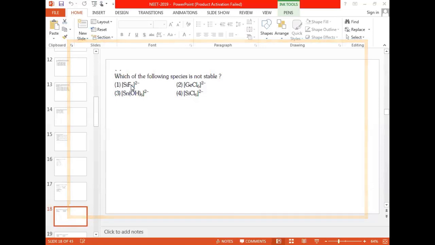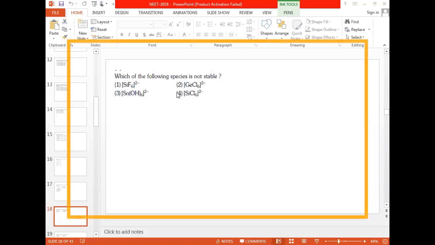Because of small size, F can accommodate around silicon. Because of bigger size, silicon cannot accommodate chlorine around it. That is the reason we are telling that the fourth option is the incorrect option. Incorrect option we can take. Is it clear what I'm speaking here? Yes, sir. Right. Now let us go with the next question.